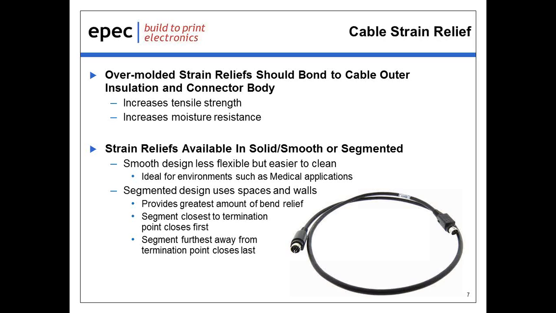The segmented or rib design uses spaces and walls in the back of the strain relief to construct the majority of it, and this design provides the greatest amount of bend relief. The design works by closing the segments closest to the termination first, and as the cable is bent further, the segments farther away from the termination close last.